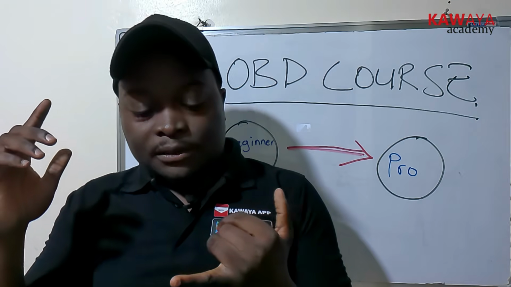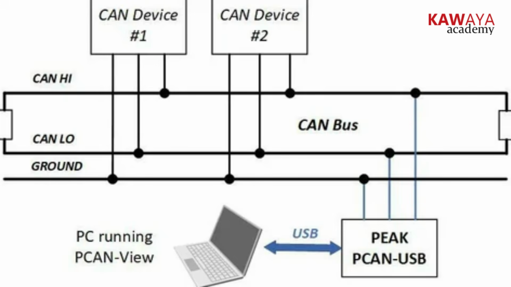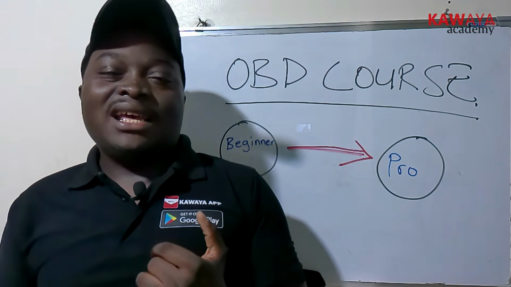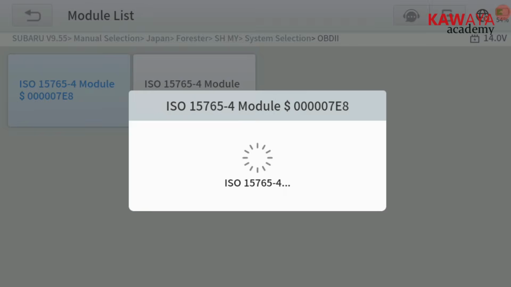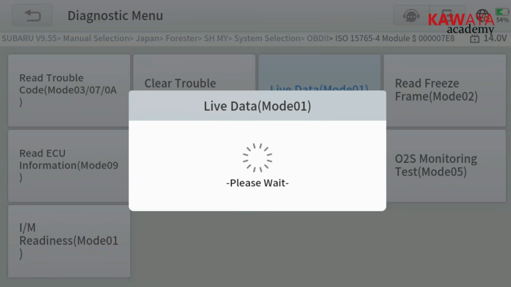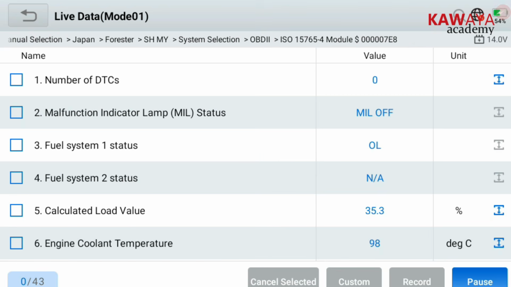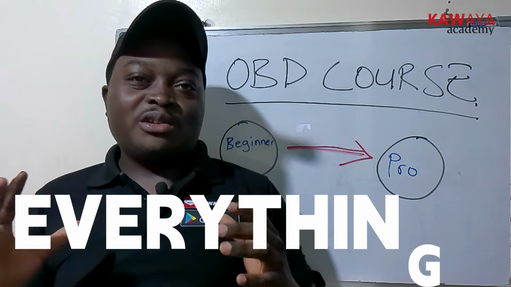From the network systems you're going to interact with, CAN, LIN, and others, to the different data types that you're going to interface with in the OBD system. We've looked at the OBD architecture. We've looked at everything you need to know.